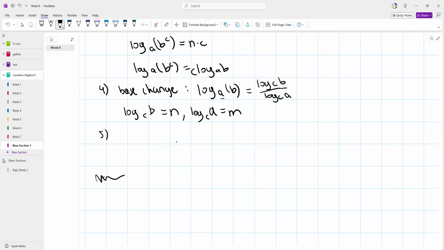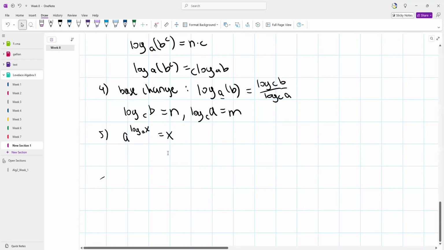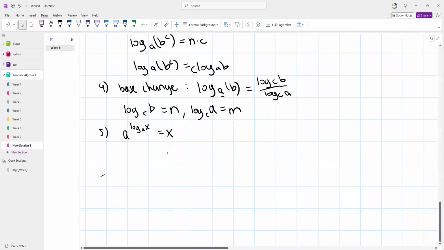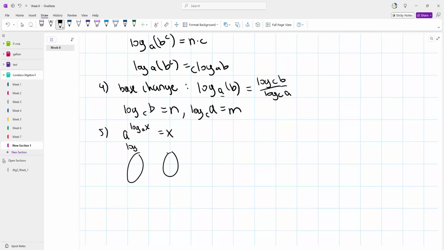Okay, so the next one is basically saying that a to the power of log a of x is equal to x. So hopefully this kind of intuitively makes sense. If we look at these two, this is log a of x and this is a to the power of y, I guess, right?